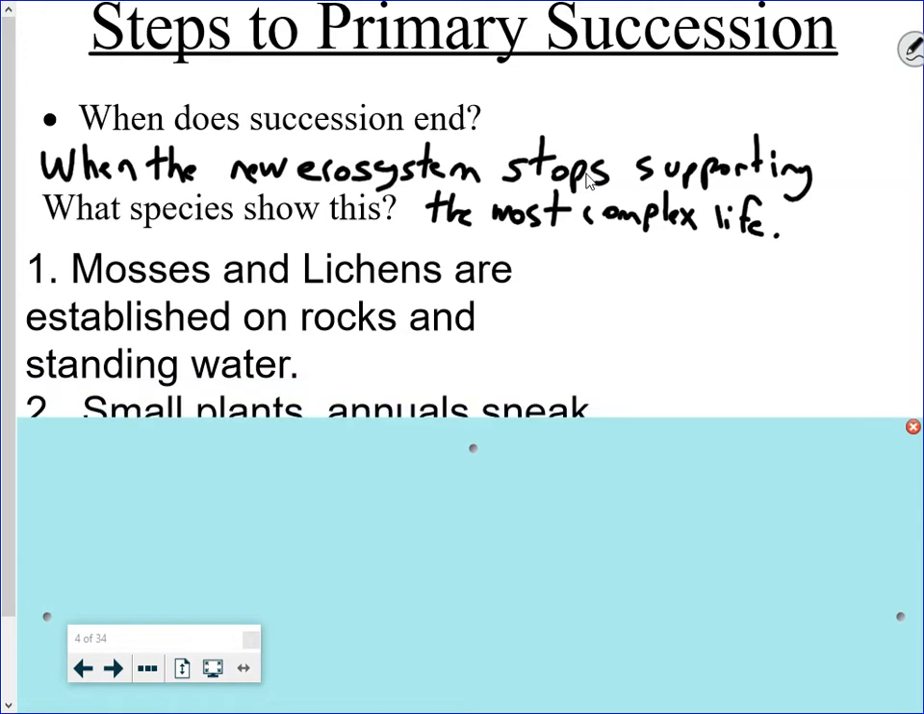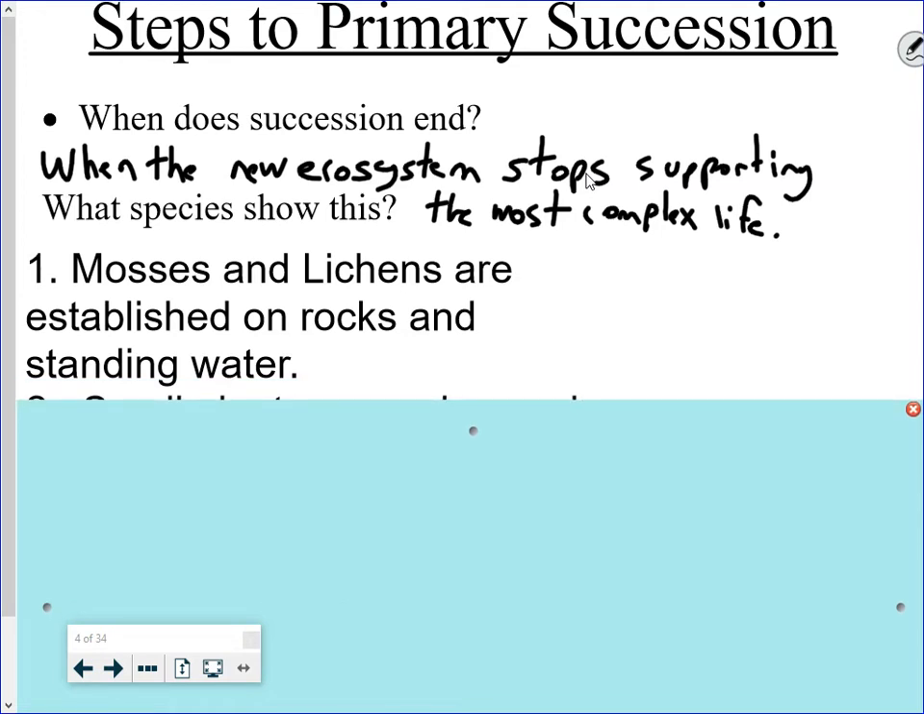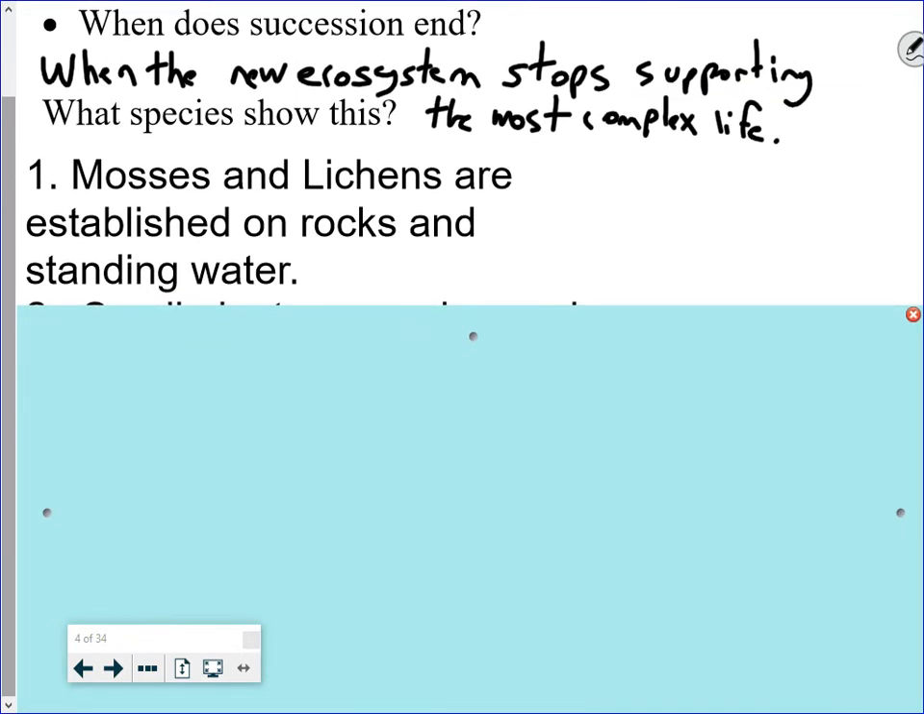Mosses and lichens are probably the first things that go into primary succession. Mosses and lichens can actually grow on rocks, and they can absorb water from the atmosphere or very, very little bits of water, maybe from wind vapor. And one of the cool things that they do is they break down the rocks into dirt. So they can eat up the rock and change the minerals, and then through their own processes, turn it into a very rich soil over time. So they basically are rock eaters, which is really cool.